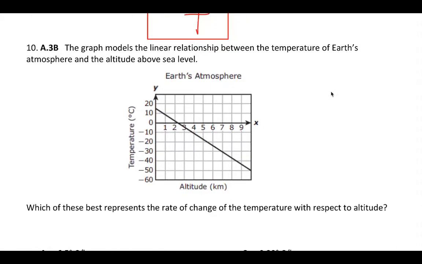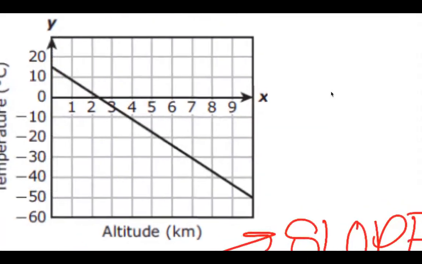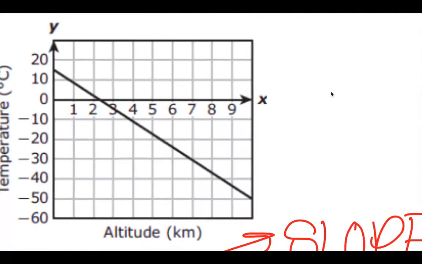Alrighty. The graph models the linear relationship between the temperature of Earth's atmosphere and the altitude above sea level, which represents the rate of change. Again, fancy way of saying, what is the slope? So I would find 2 pretty points. You always need 2 pretty points for slope. So here's one. This one looks like it's kind of pretty.